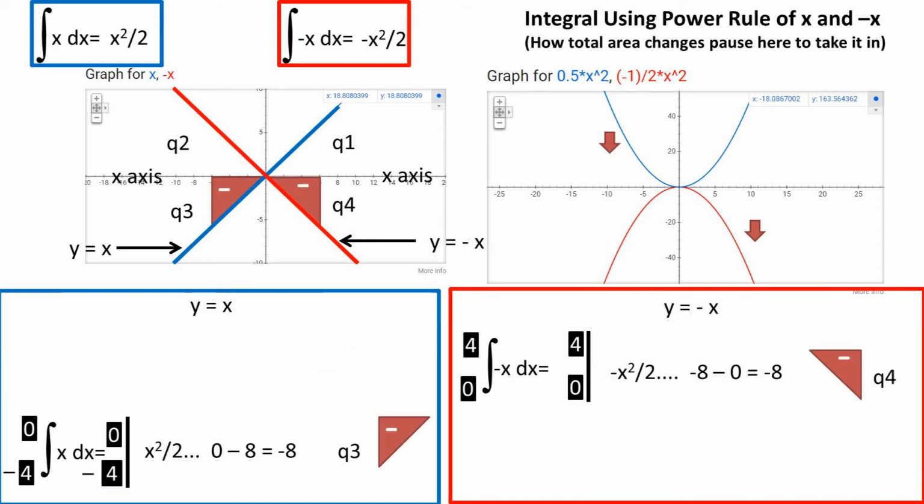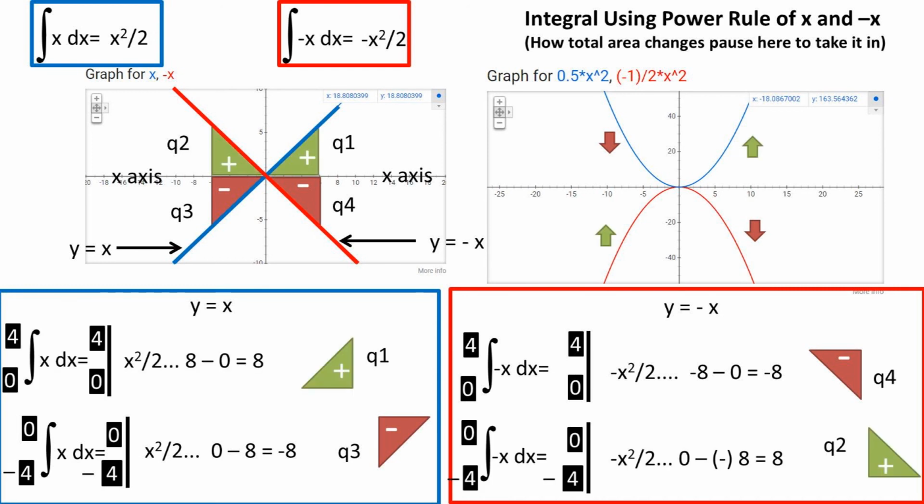If the area between the equation line and the x-axis is below the x-axis, then it is negative area when using limits. So if the equation line is in quadrant 3 or quadrant 4, the area is negative. This means that on the integral of the x and the negative x graph, the equation line will decrease in value. You might want to pause here for a minute and take this all in.